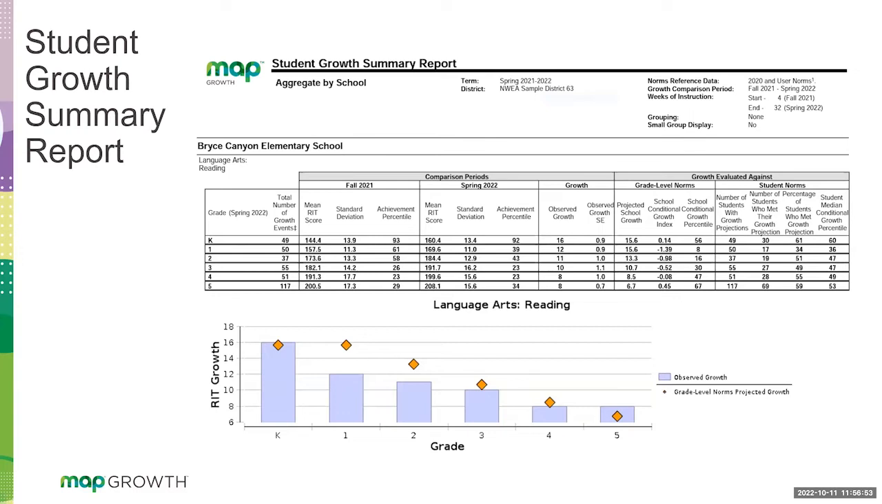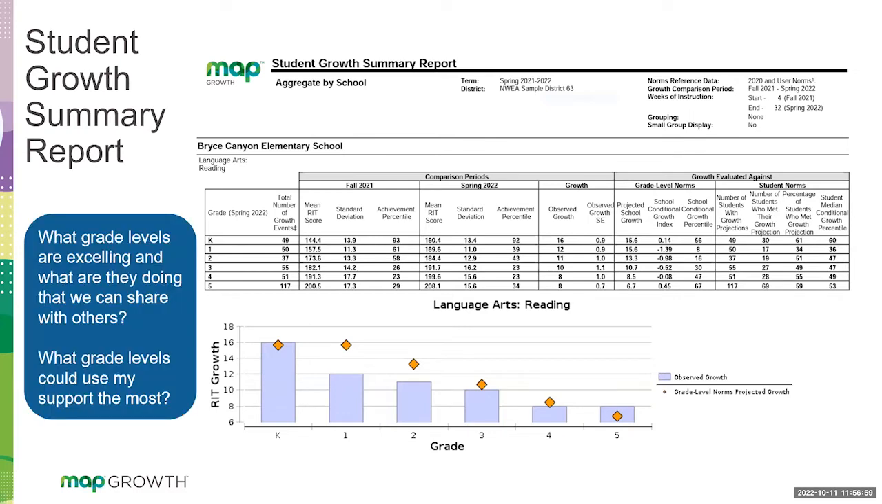Sometimes it's nice to be able to pick focus areas. So in this one, I would ask some questions on this growth report. In this report, what grade levels are excelling and what are they doing well that we can share with others? I would be investigating what 5th grade is doing and what kindergarten is doing, and thinking about ways I can share what they're doing with other teachers around the building.